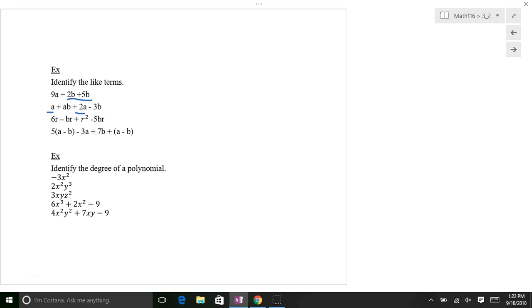Next one here, you're looking at the 6r. There's no other just r's there. But look at this next one. You've got negative br. There's another br. So those two are like terms. And then look at the r squared. R squared's all alone. There's no other r squares.